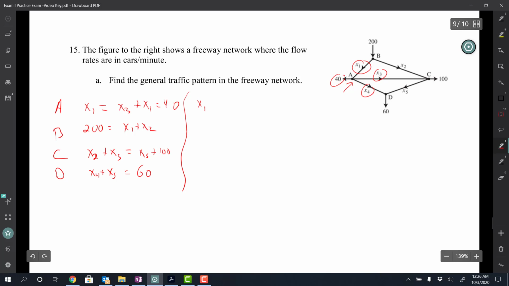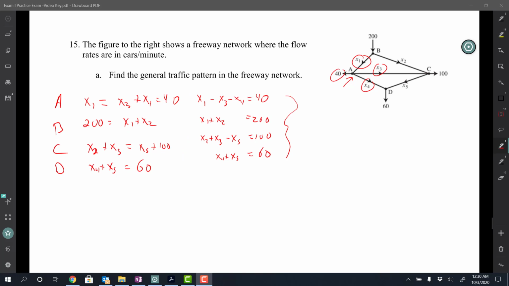First equation is x1 minus x3 minus x4 equals 40. The next one's going to be x1 plus x2 equals 200. Then I have x2 plus x3 minus x5 is equal to 100. And lastly, x4 plus x5 is equal to 60.